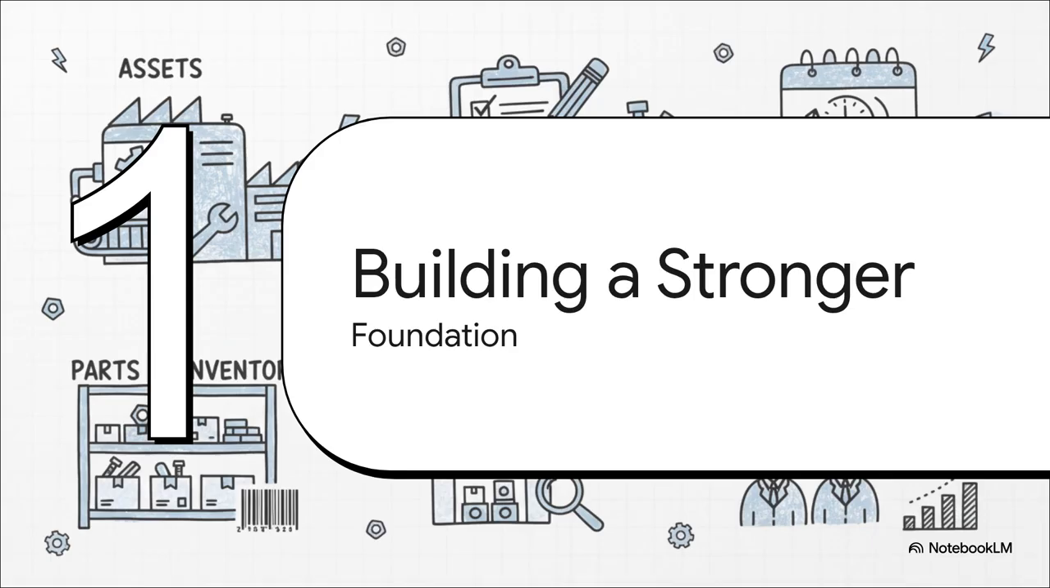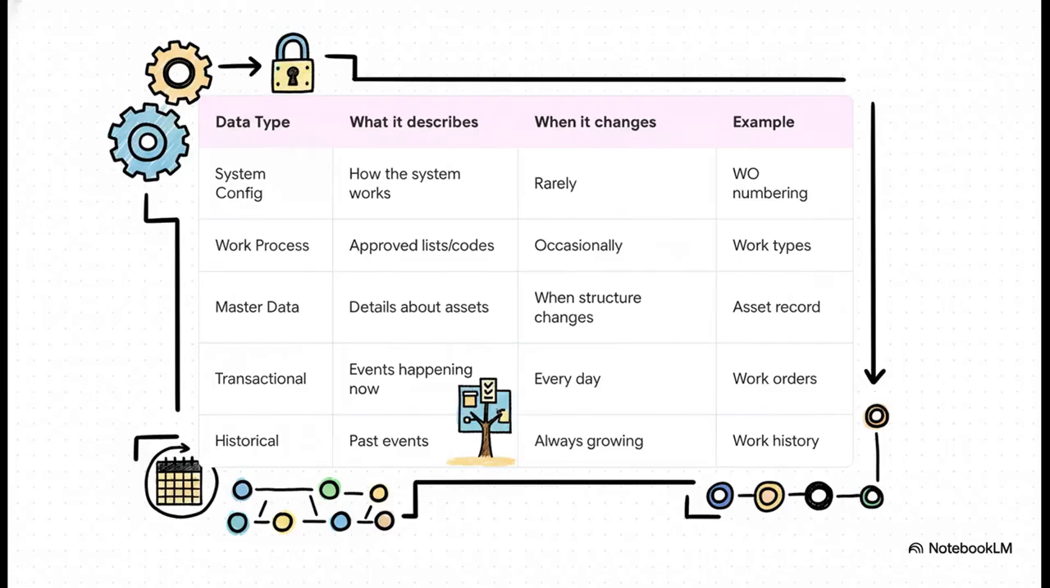So, as you can see, these 5 pillars are not islands. They build on top of each other to create this really powerful and stable data structure. Let's do a quick recap of how it all fits together. Here it is, the ultimate cheat sheet. If you want to tell them apart instantly, just look at how often they change. System configuration, you set it and forget it, it rarely changes. Work process codes, they might change occasionally. Master data only changes when your physical plant changes. And then, of course, transactional and historical data are growing and being updated every single day.